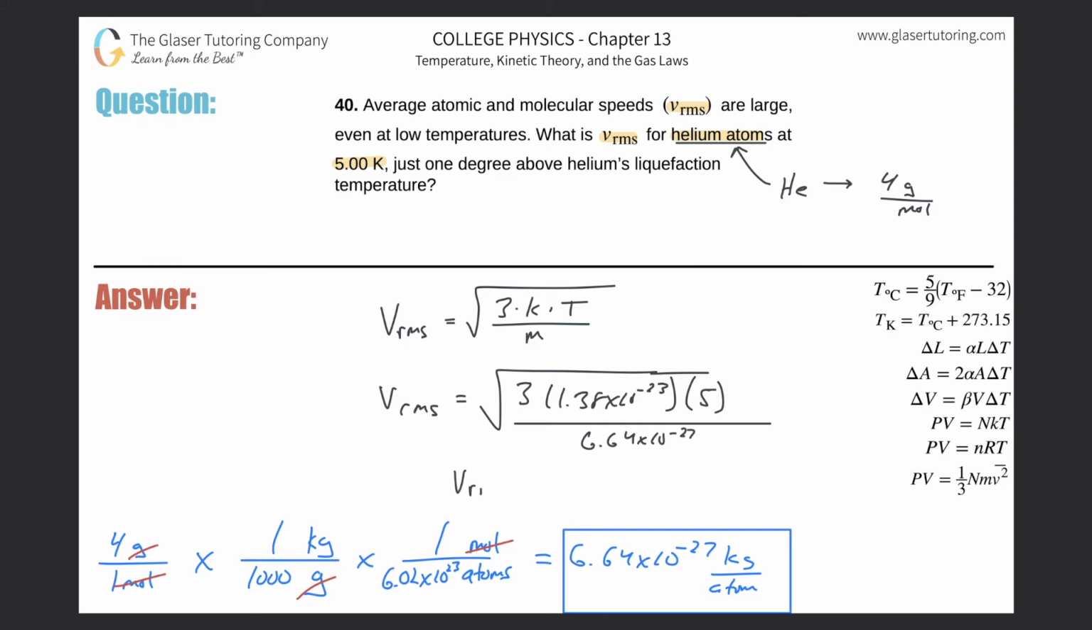We can now calculate V sub RMS. Take out the calculator. Square root of 3 times 1.38 times 10 to the minus 23rd times 5, divided by 6.64 times 10 to the negative 27th. And I get about 177. How many sig figs? Looks like 3, so about 177 meters per second. That would be the speed of those particles. So even close to absolute zero, the particles are still moving at 177 meters per second.